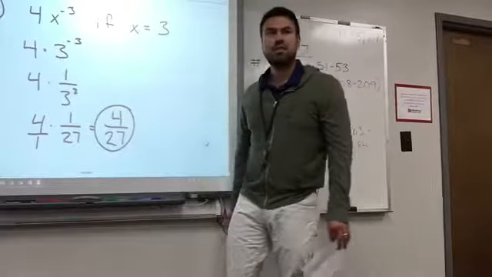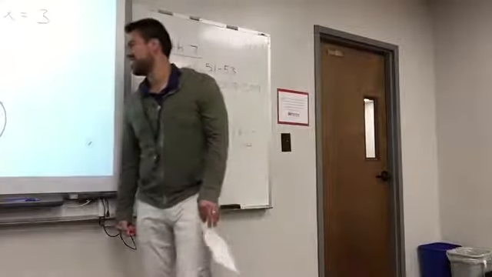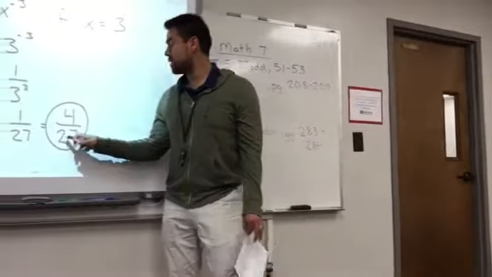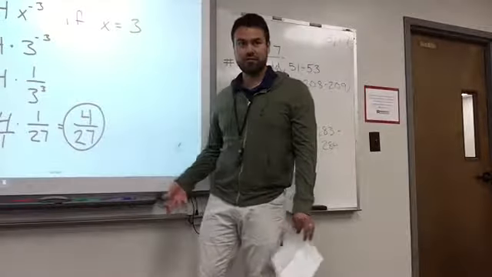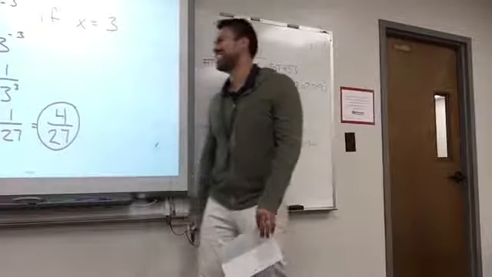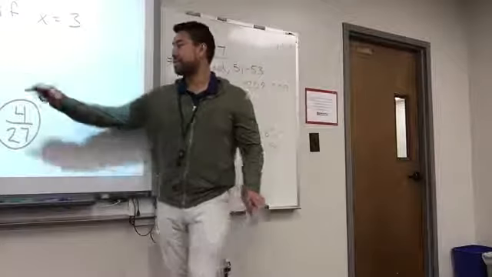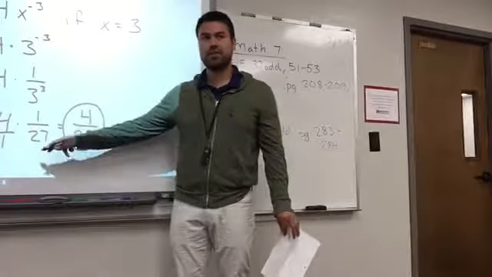Why couldn't we just work it out and then do negative 27 times 4? Yeah. Negative 27 times 4 is a negative number. Like 4 over 27 is still positive. Wait, so 3 to the negative 3, isn't that? It's 1 over 27.